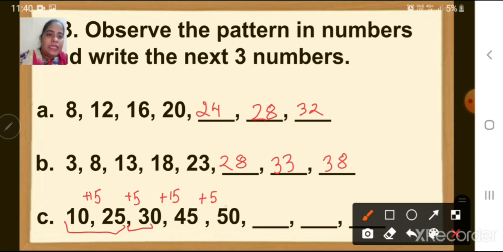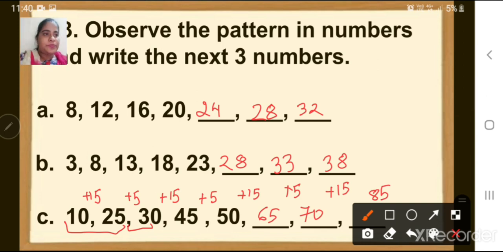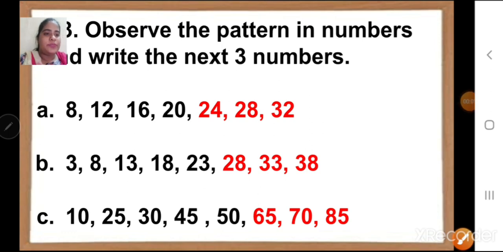So children, the next number, if I want to find out, I have to add 15 more. Okay, 50 plus 15 is 65, correct? Then for the next number, we will do plus 5. 65 plus 5 is 70. Okay, and the last number will be, we will do plus 15. So the last number will be 85. 70 plus 15 is 85. Got it, children? Then note down the answers.